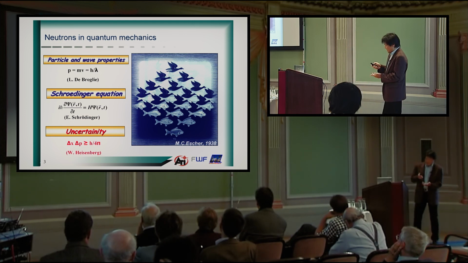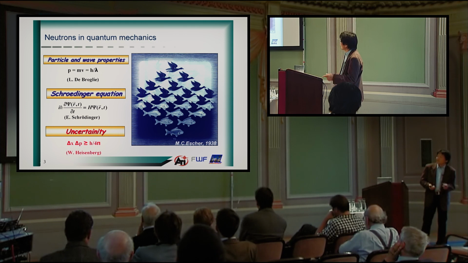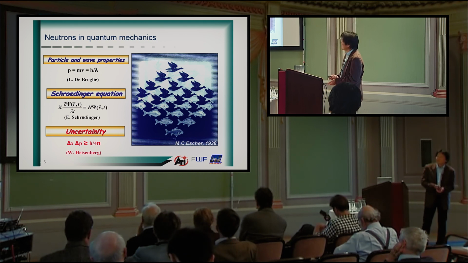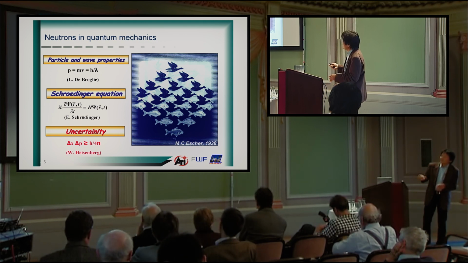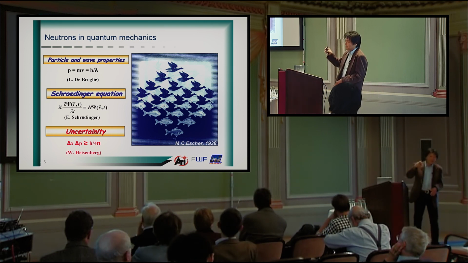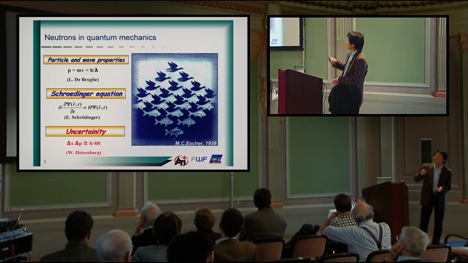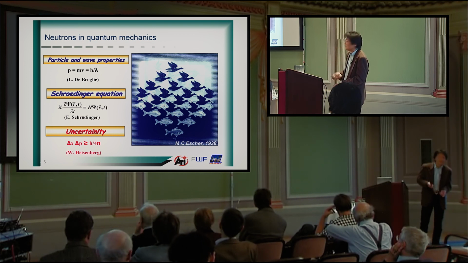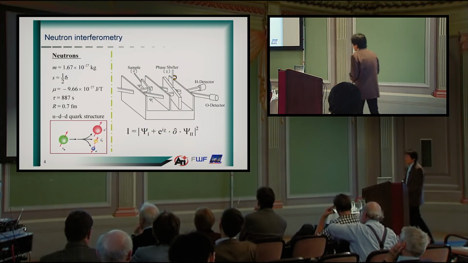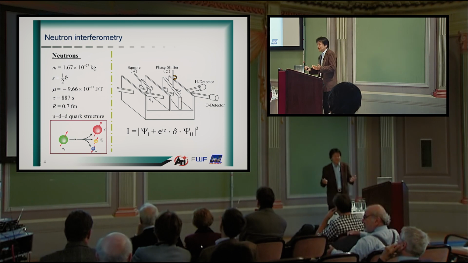Also, today's main topic is the uncertainty relation. Heisenberg proposed in 1927 that delta x times delta p is larger than h. At first, he said roughly h. Afterwards, in the modern formulation, it is h over 4 pi, or h-bar over 2. Then, let me explain a little bit about the neutron interferometer.